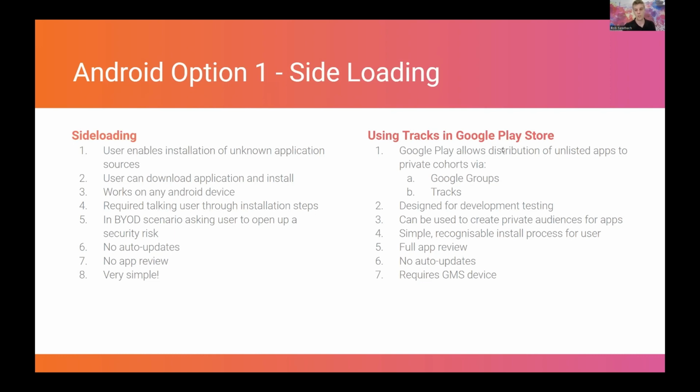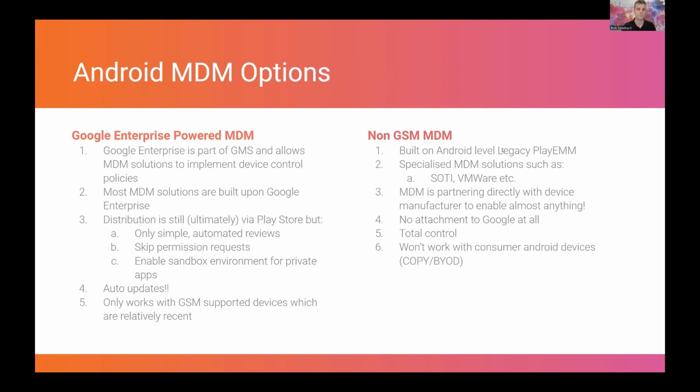Sadly, we don't get auto updates, so we can't force the user to update the application or have that happen silently in the background. We do require the user to give us permissions to access things like location and so on. And it requires a GMS enabled device. So it's the Google Play Store. So this won't work on Honeywell handsets and so forth, but it's a good option.